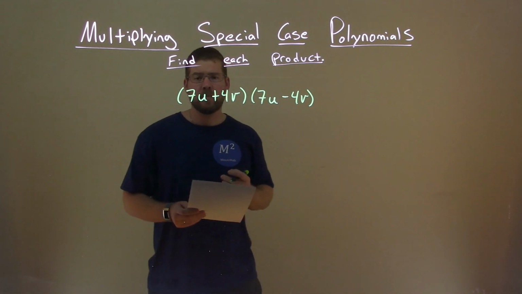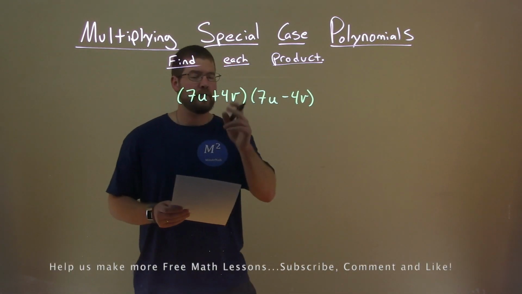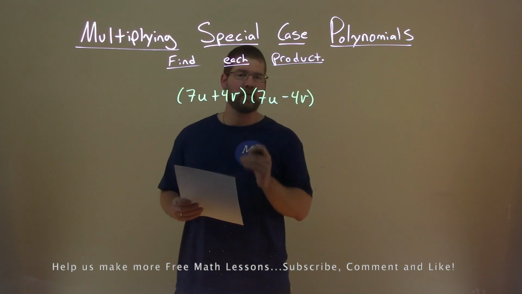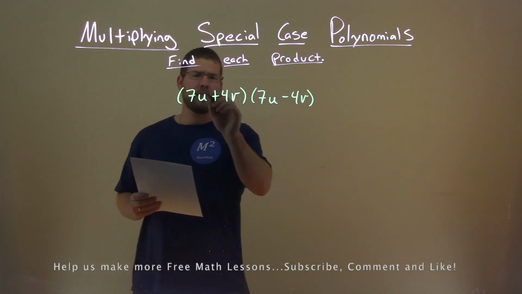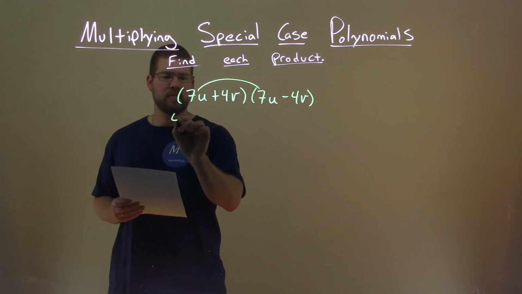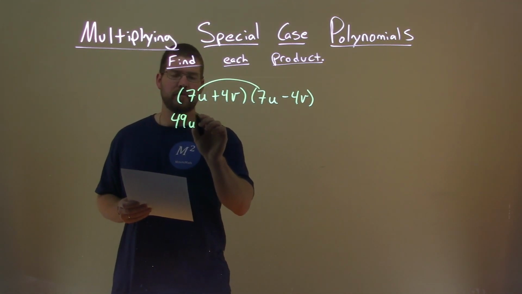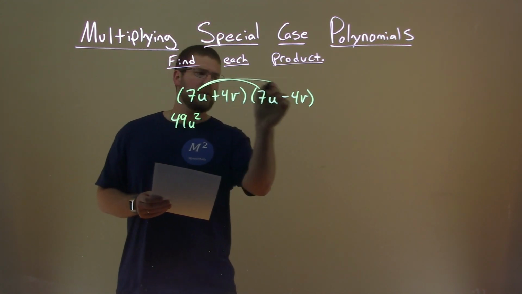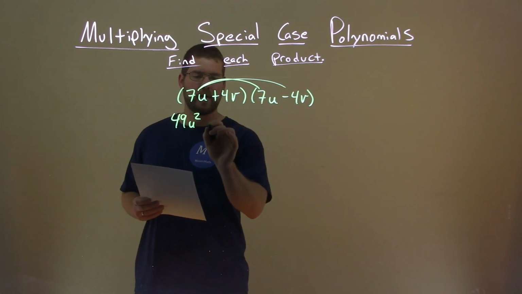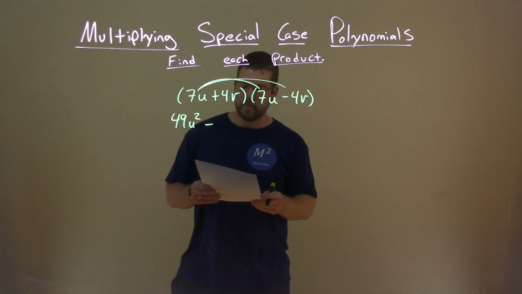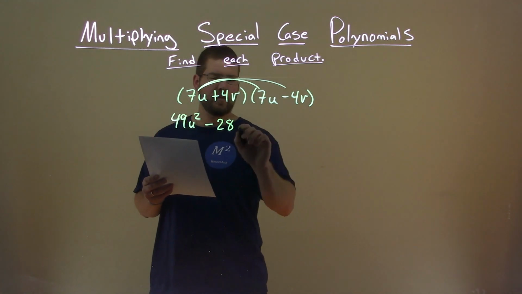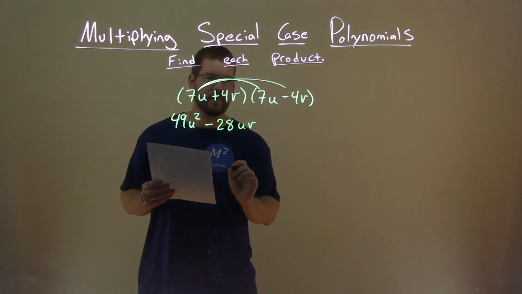We're given this problem right here, 7u plus 4v times 7u minus 4v, and we want to find the product. First step here, we take 7u and multiply it by 7u. 7 times 7 is 49, and u times u is u squared. 7u times a minus 4v is a little trickier. Positive and negative multiplied is negative. And 7 times 4, well, that's a 28. The variables aren't the same, so we just have uv.